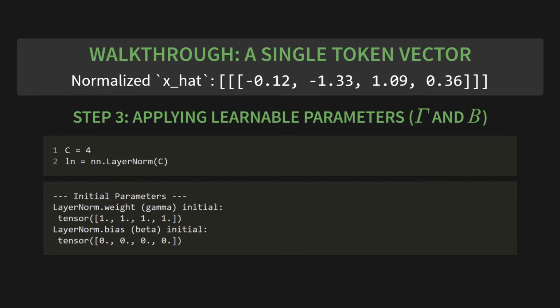Now for the final step. Step 3, applying the learnable parameters gamma and beta. When we create a layer norm layer, like ln equals nn.LayerNorm(C), PyTorch initializes two special parameters for us. The first is layerNorm.weight, which is our gamma. It starts as a tensor of all ones. The second is layerNorm.bias, our beta, which starts as a tensor of all zeros. So initially, multiplying by 1 and adding 0 doesn't change anything.